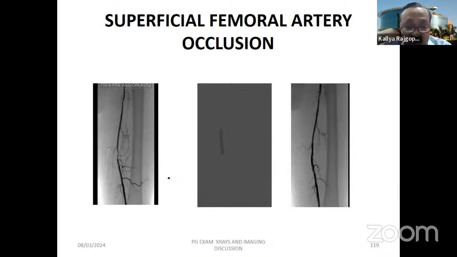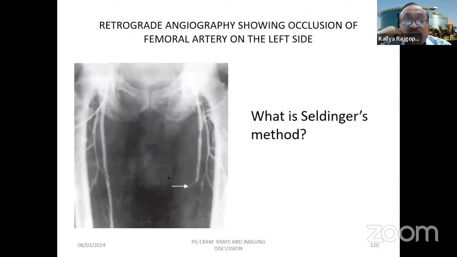Again, superficial femoral artery occlusion. I mentioned about Seldinger's. In other words, you look at the difference. This is not a CT, obviously. This is the peripheral arterial angiogram, where we used to put a catheter from a direct puncture and advance the catheter.